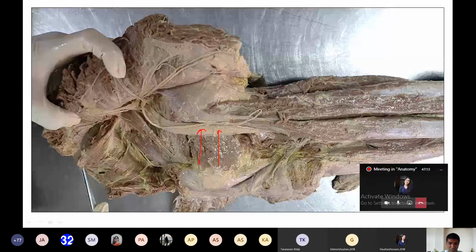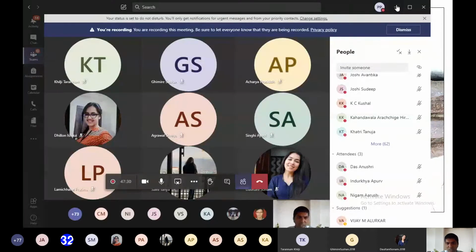And then along with the sciatic nerve, lying sometimes dorsally to it, there is another thin nerve. If you identify this thin nerve by yourself, I'll be very happy with you all. So what is this thin nerve?